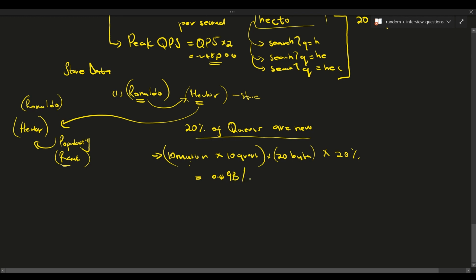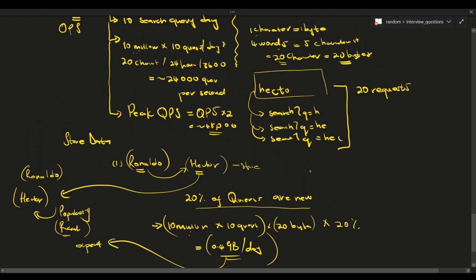This is per day, because we haven't converted this to seconds. So every day we have to store 0.4 GB, 400 megabytes, in our database. This is the new data that we expect. Okay, so this is our scale system. As you can see, it's quite heavy.